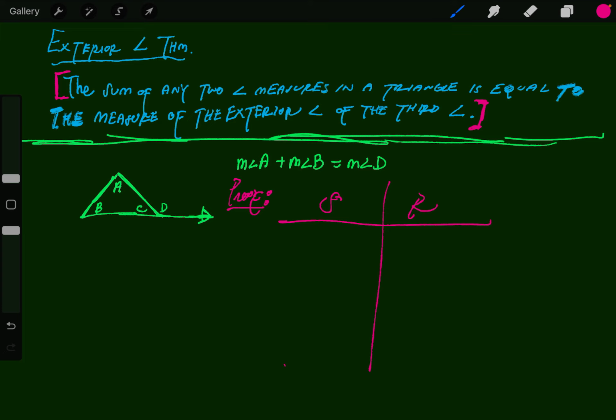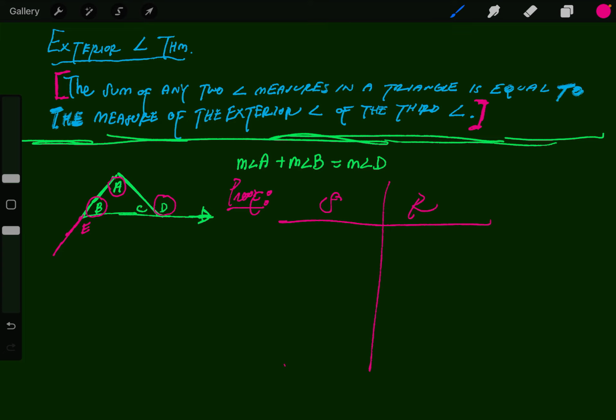If I take the sum of angle A and angle B, that has to equal the measure of the exterior angle of the third angle. So the third angle is C, the exterior angle is D. It's essentially saying that measure of A plus measure of B is equal to measure of D. But I could have done this for any two of the angles, right? For example, B has some exterior angle right here. Let's call it E, right? The theorem equally implies that measure of A plus measure of C is equal to measure of E, right?